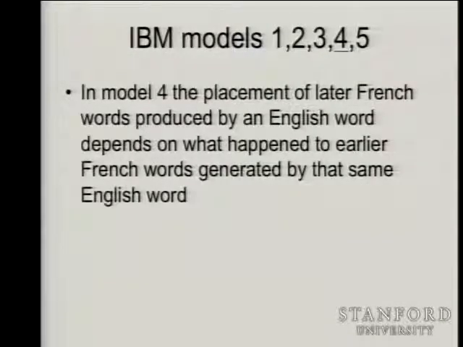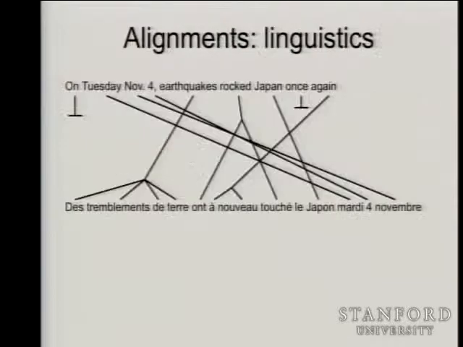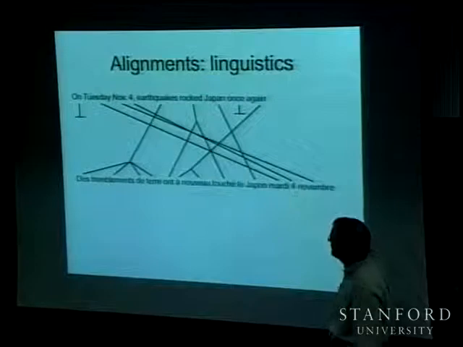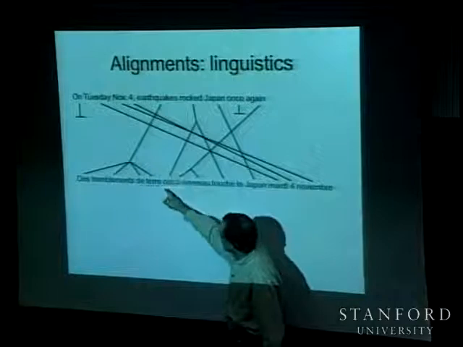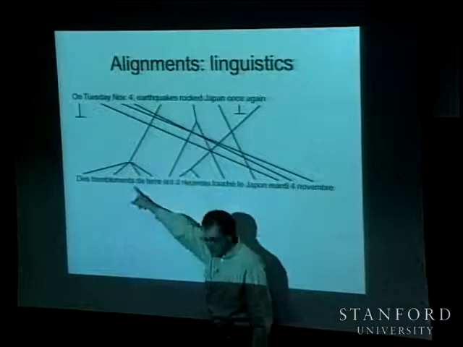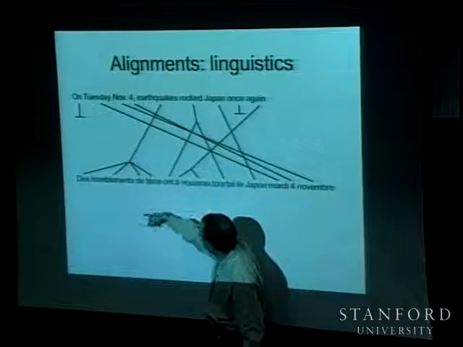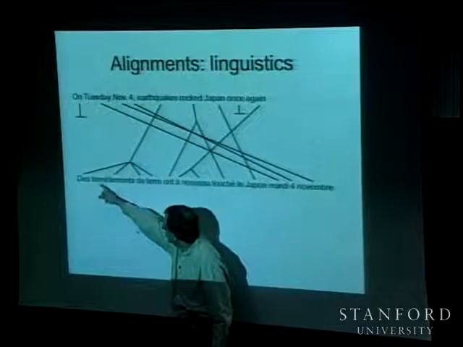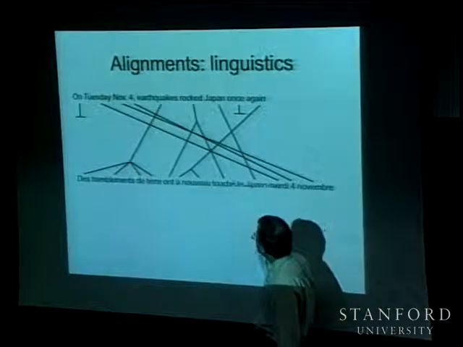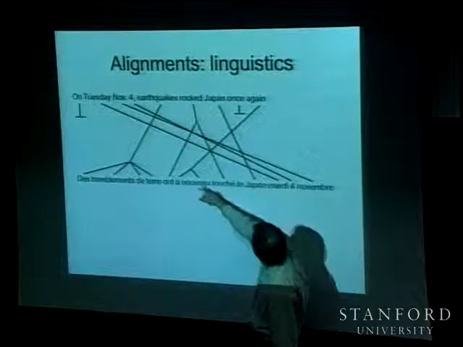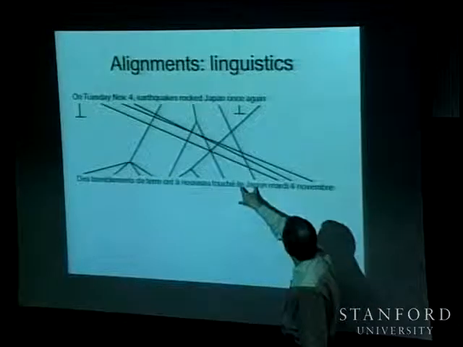Okay, so then we go on to Model 4. Model 4 is perhaps best illustrated by this picture. Here we have a French and English sentence. The English is, on Tuesday, November the 4th, earthquakes rock Japan once again. Now what happens when we translate into French? Well, we have a word with a fertility of 4 here, because earthquakes is being translated by des tremblements de terre, so the trembling of the earth. Okay, so that's kind of cool. Have been newly rocking Japan.